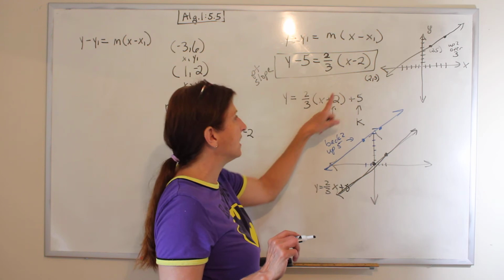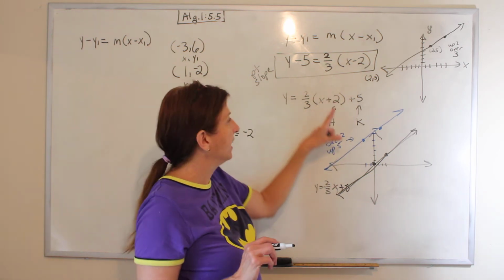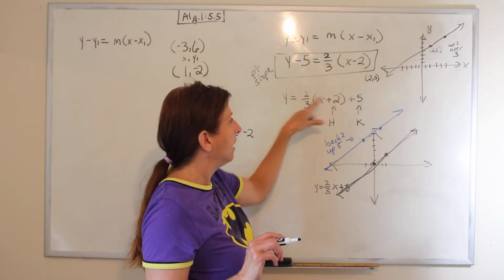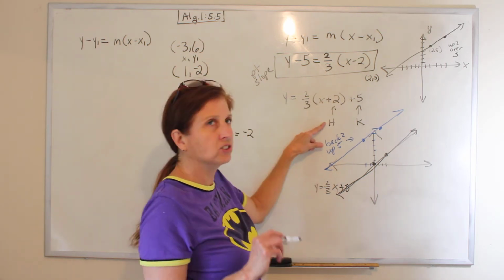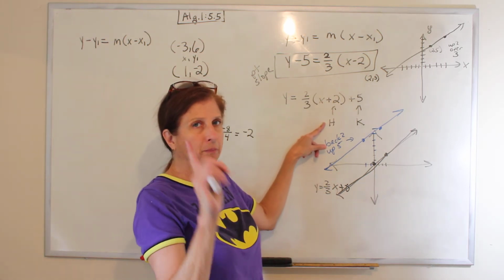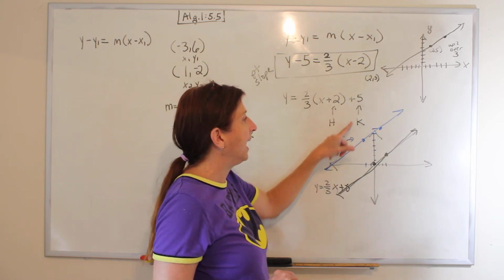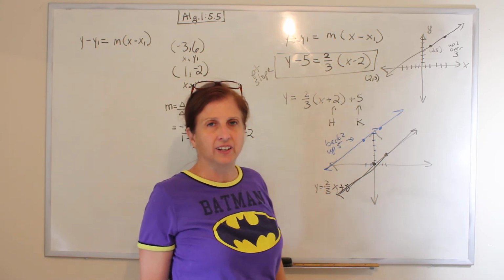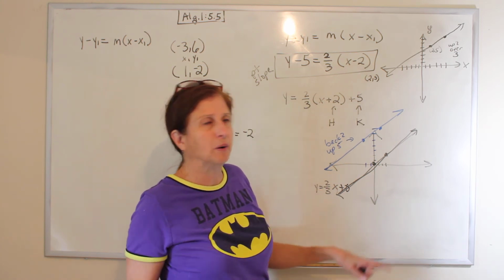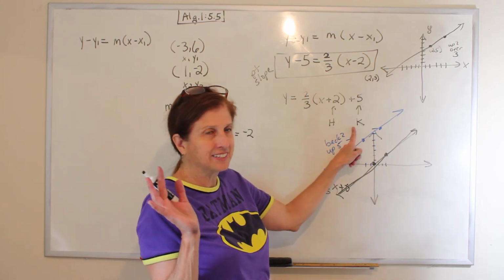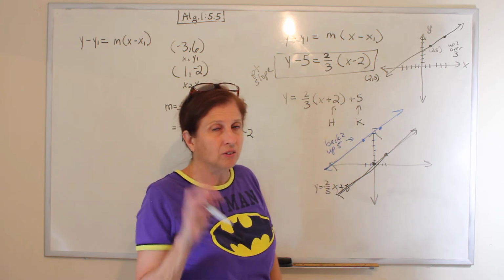So H tells me the horizontal shift, and it's the opposite sign of that number that's in the tent with x. It's the horizontal shift. H for horizontal. Makes sense. The K is the vertical shift. Kind of makes sense if you say vertical and pretend like it's spelled with a K. I don't know why it's K, but it's K for vertical. Put it in your brain.